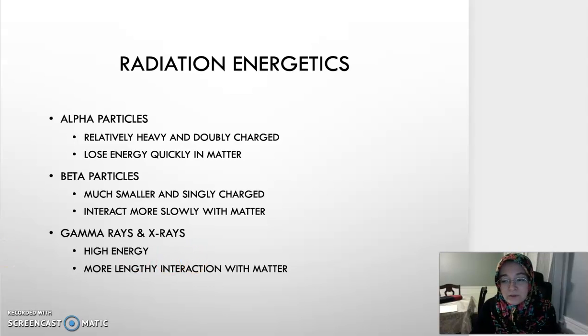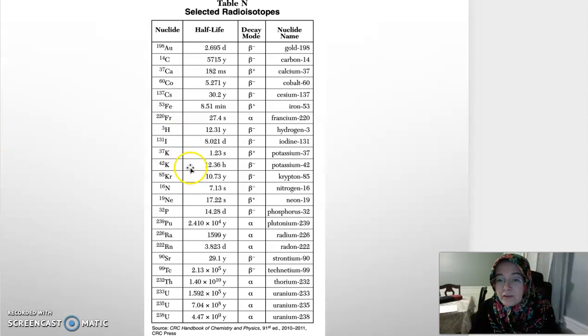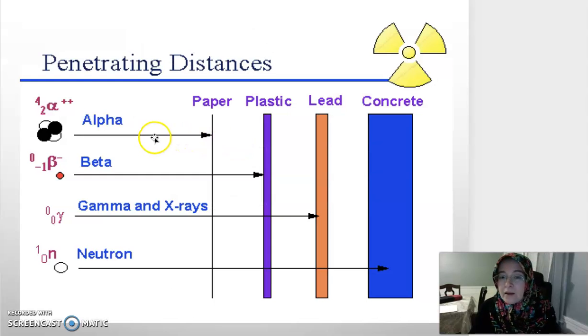For example, if there's a radioactive element and you know what type of decay it goes through, say you have the element francium and it goes through alpha decay, how are you going to protect yourself? What type of barrier do you need? Since you know it's alpha decay, alpha particles can be stopped by paper. Even one sheet of paper can stop alpha particles.